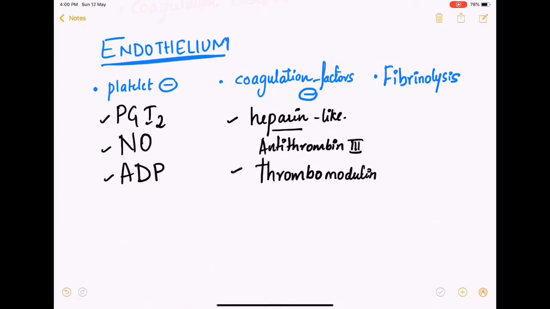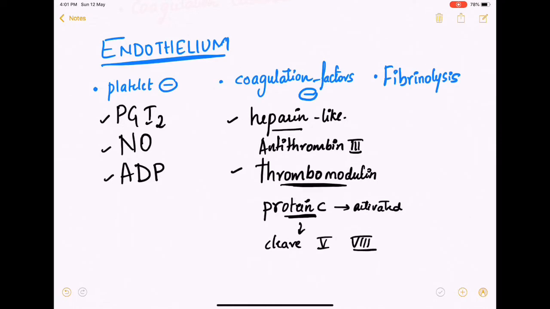Thrombomodulin binds to thrombin and changes its substrate from fibrinogen to protein C. So what's going to happen is that this thrombin to which thrombomodulin is attached is going to convert protein C into an activated form. Instead of activating fibrinogen, it's going to activate protein C. And this protein C is going to cleave factor 5 and factor 8. And for this, protein S is the cofactor. And thus, this is how thrombomodulin is going to help in preventing clotting.